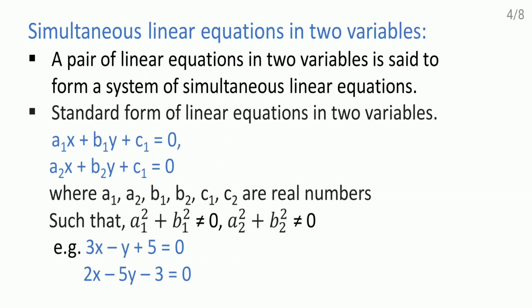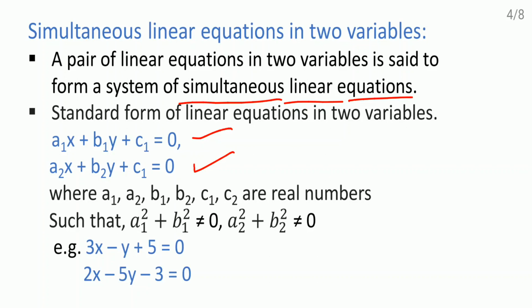Simultaneous linear equations in two variables. A pair of linear equations in two variables is said to form a system of simultaneous linear equations. Simply what? A pair of linear equations together we are calling it as the simultaneous linear equations, or we can say system of simultaneous linear equations. Right? Two equations together. Here, this one is first equation, this is the second equation. This is the standard form of linear equations in two variables.